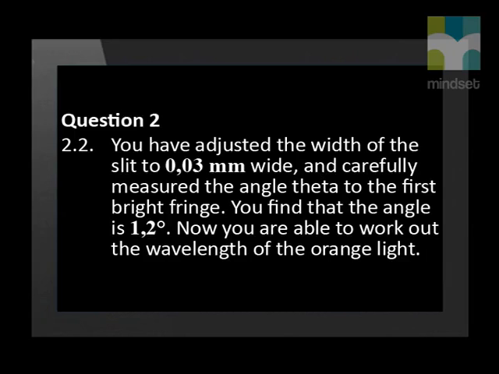You have adjusted the width of the slit to 0.03 millimeters wide and carefully measured the angle theta to the first bright fringe. You'll find that the angle is 1.2 degrees. Now you are able to work out the wavelength of the orange light. What answer do you get?